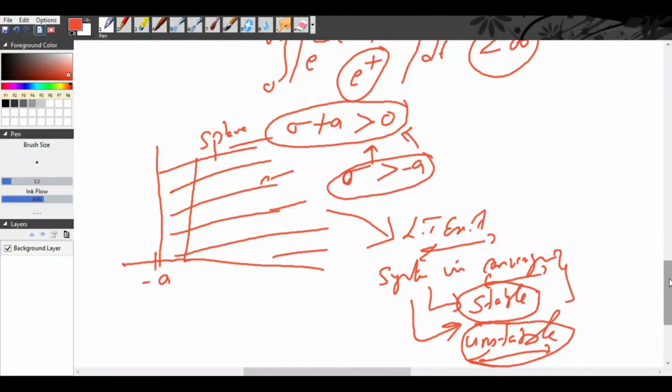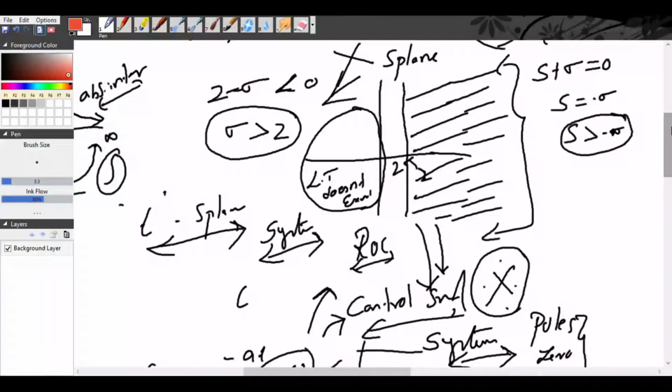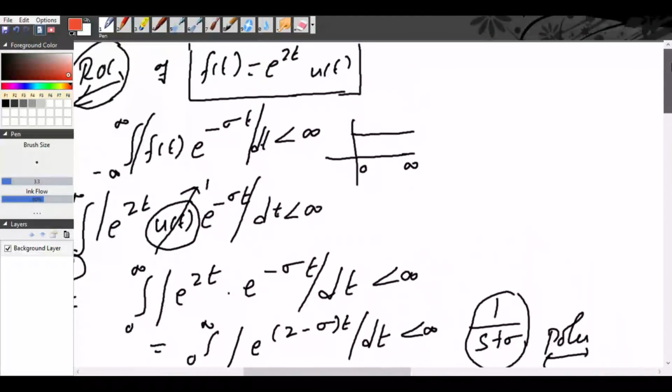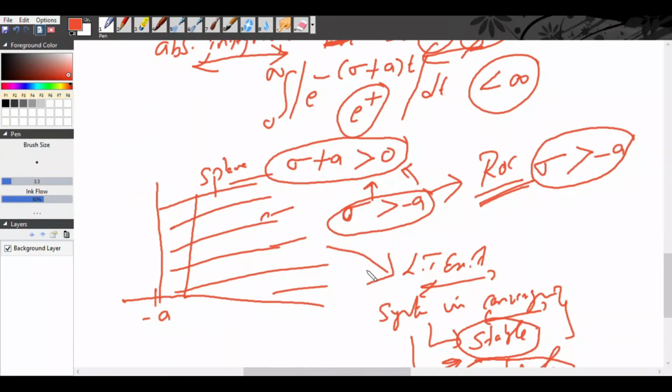So in short, the given system has a region of convergence of sigma greater than minus a. This is the answer. We have been given a problem and asked to analyze it. We have analyzed it using the Laplace transform, and finally found that for sigma greater than minus a, our system is converging. Let's do a lot of problems so that we can understand more. Thank you very much.